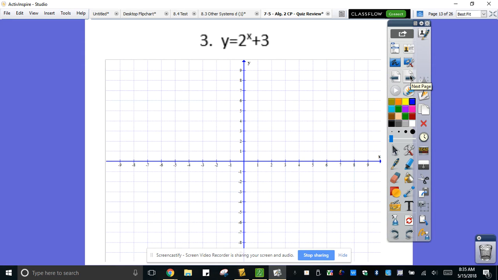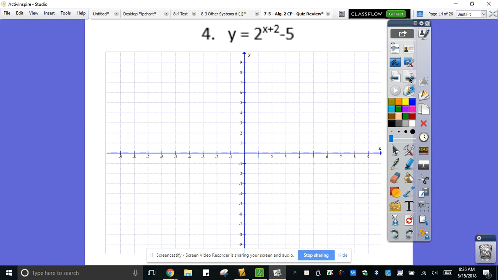Now, for 2 to the x plus 3, same, plot the parent function points. And the plus 3, which is another term, not beside the x, means you're going to go up by 3. 1, 2, 3, 1, 2, 3, 1, 2, 3. Then the rest is just 1, 2, 3 there. Connect them all, make it a smooth curve here, and it goes to that point there.